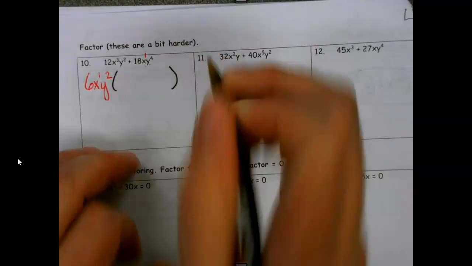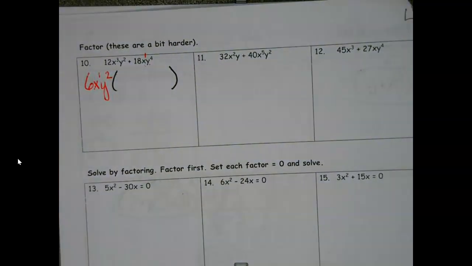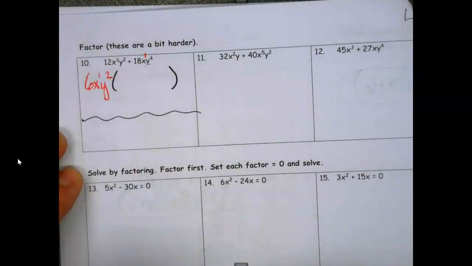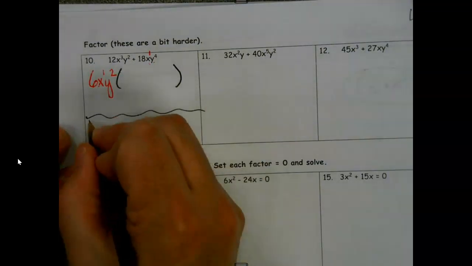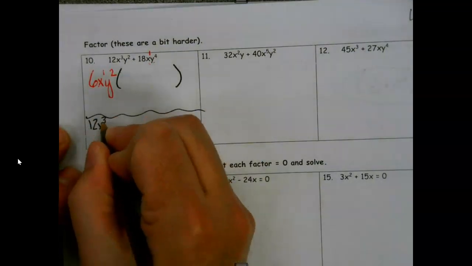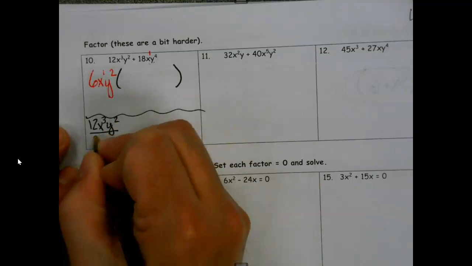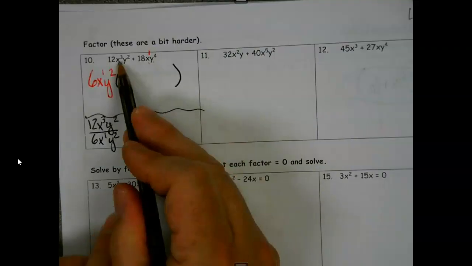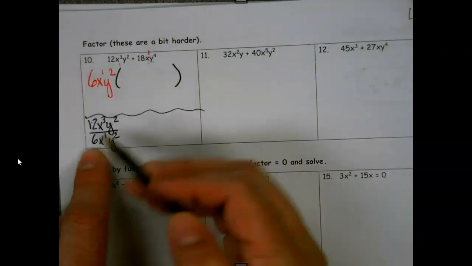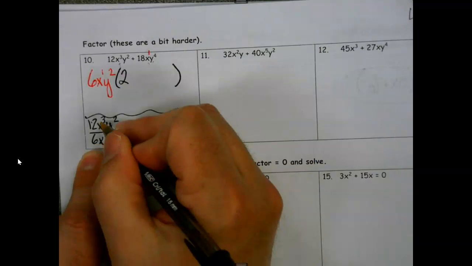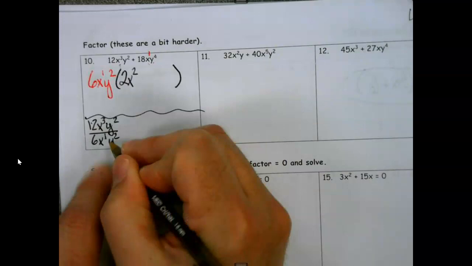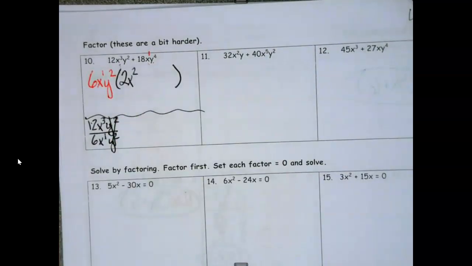Once I've done that, this may be one where it's worth doing a little bit of side work. That's kind of your call. So it'd be 2. I took my first term: 12 divided by 6 is 2. X, 3 minus 1 is 2. And the y's cancel out. There's no y here.